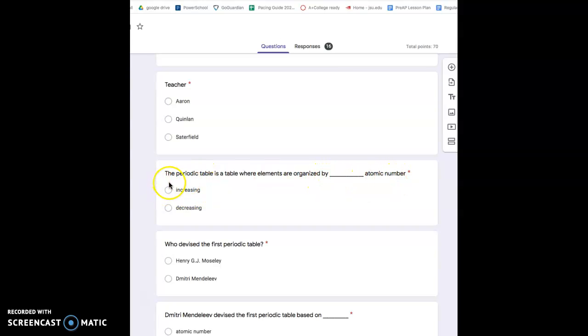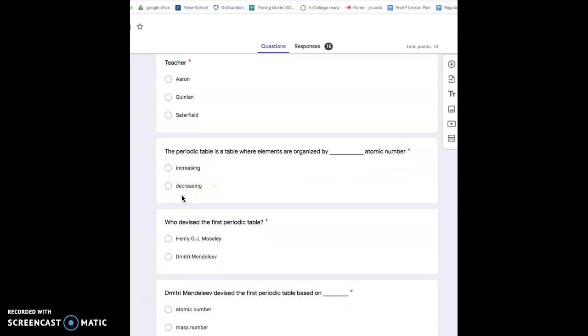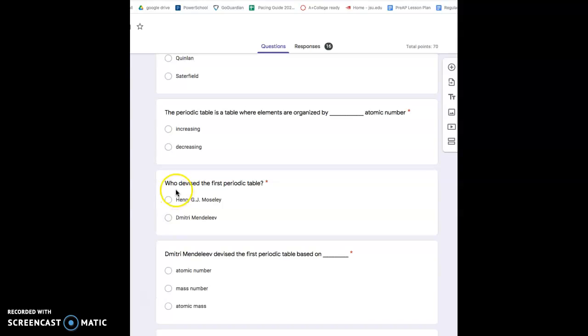Is it increasing or decreasing? Select your correct answer. The next one, who devised the first periodic table? Was it Henry G.J. Moseley or Dmitri Mendeleev? Select your correct answer.